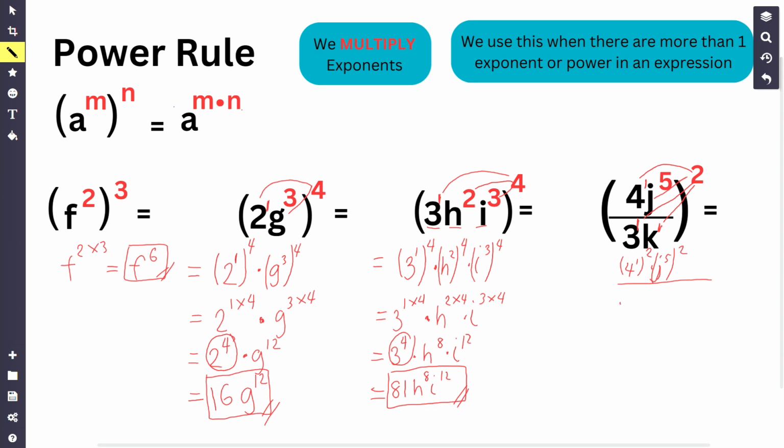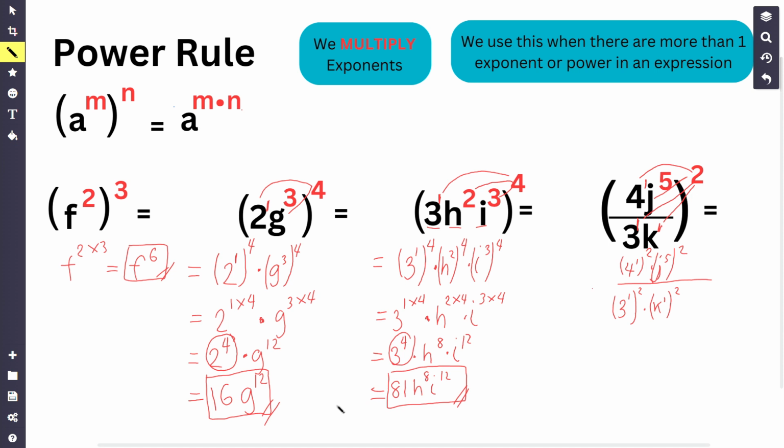And then we have here 3 raised to 1, and then we raise it again to the power of 2, same thing. And then lastly, we have here k. Is the power of k also 1, raised to the power of 2? So now, I hope you can still follow the distribution, okay? We just give 4, j, k, and 3 all of them a power of 2. So this is what happened.